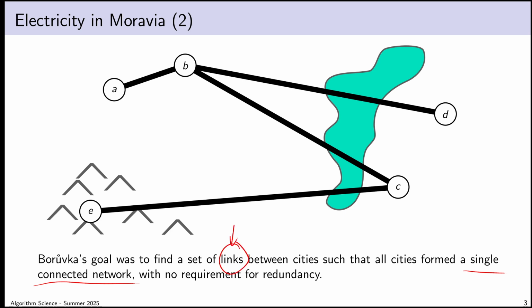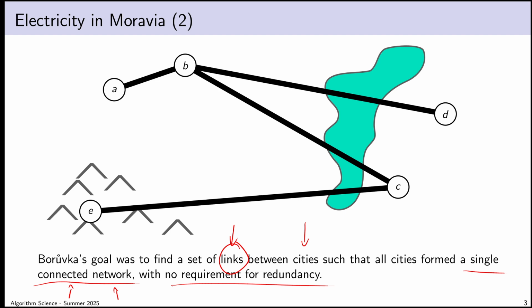Okay, well, link obviously means edge here, and I guess city in that case must be vertex, such that all cities form a single connected network. And of course, the term network is clearly a proxy for the term graph here. And additionally, that there's no requirement for redundancy.